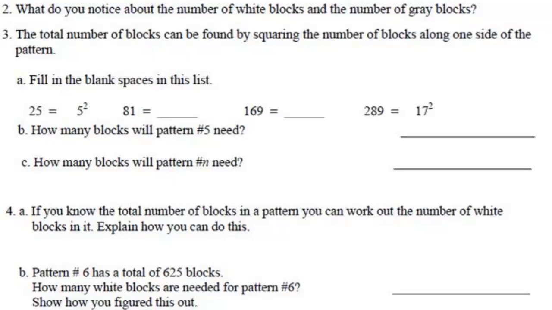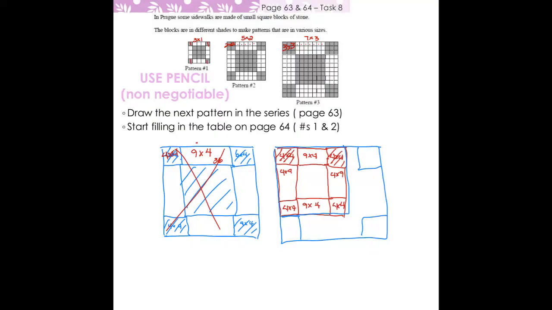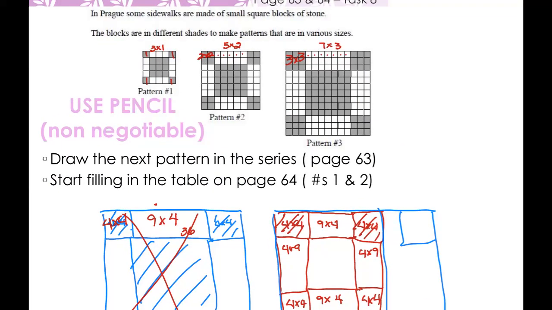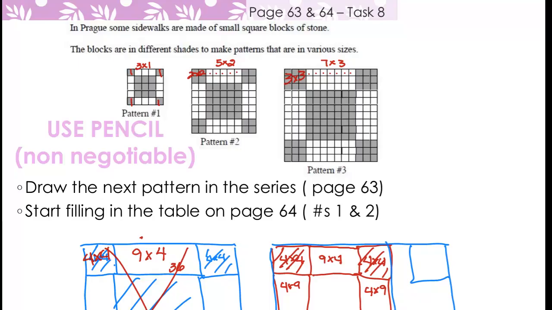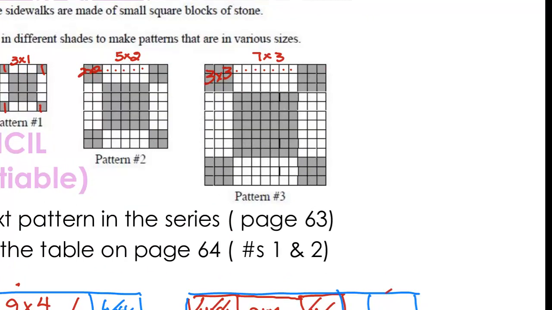So for figure 3, and of course I don't have my book up here, number of white blocks. Let me take a look back here. So number 3, the number of white blocks. How many are in this white rectangle up at the top? 21. And how many of those rectangles do we have? 4 of them, right? So that would be 84 white blocks.